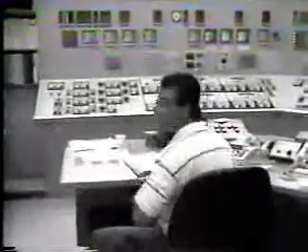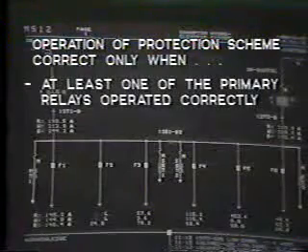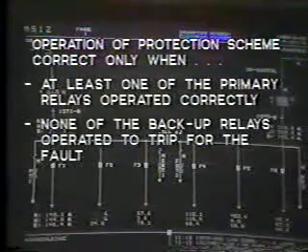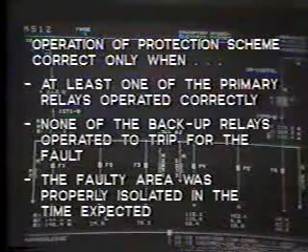In most utility companies, operation of the protection scheme will be classified as correct only when the following conditions have been met. That is, 1, at least one of the primary relays operated correctly. 2, none of the backup relays operated to trip for the fault. And 3, the faulty area was properly isolated in the time expected. Obviously, knowledge of all conditions on the system at the time of relay operation must be known.